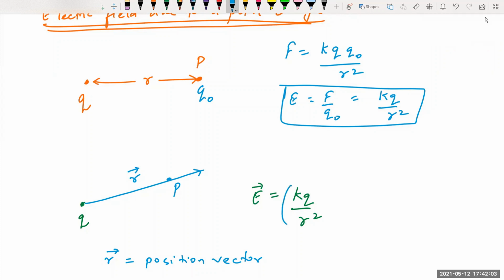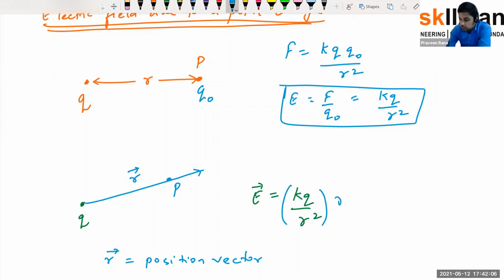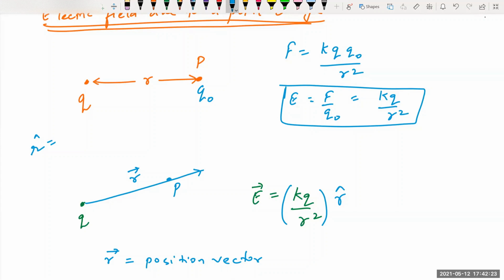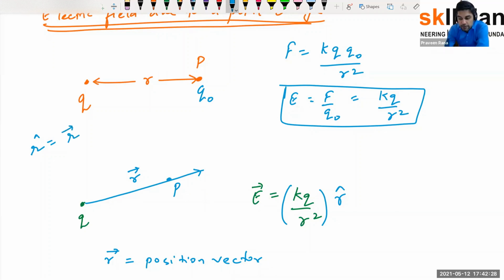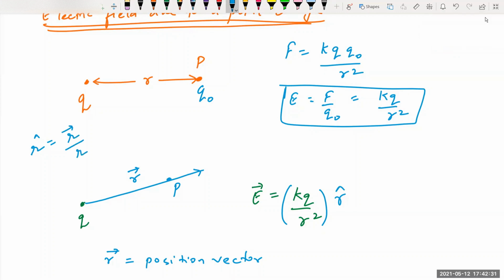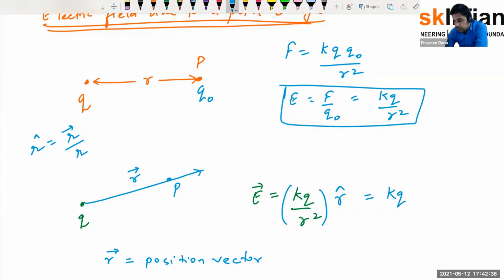Now, to make any quantity a vector, you just multiply that quantity by a unit vector. And what's the formula for a unit vector? How do you represent a unit vector? A unit vector is made by dividing a vector by its magnitude. So I can also say that it's KQ R over R cubed.